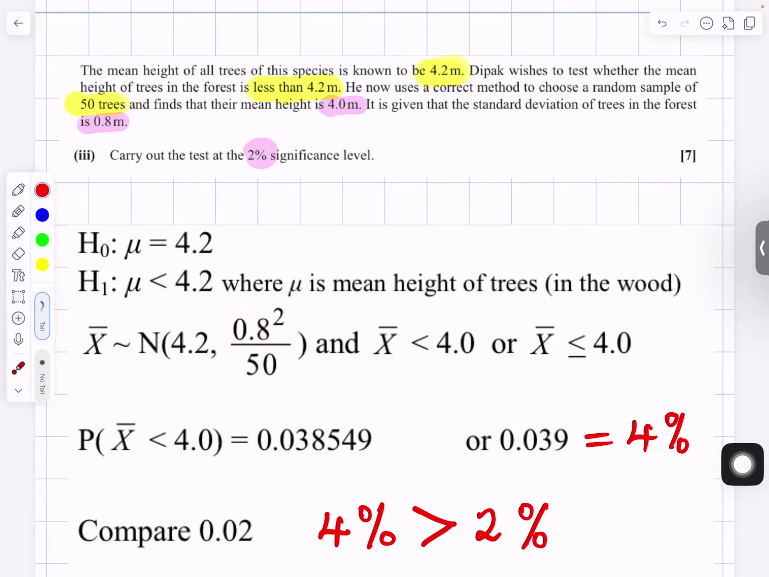For normal distribution, you can say less than, or you can say less than or equal to. It doesn't really affect your calculation or your results. So we want to find the probability that it is going to be less than 4.0, because it says there that they find their mean height to be 4. We want to find out if it's less than 4.0. And how do we get this number? I'll show you how you do it with your calculator.